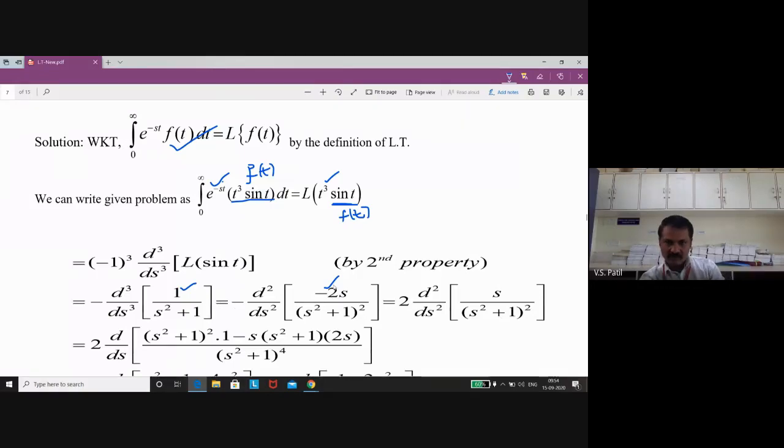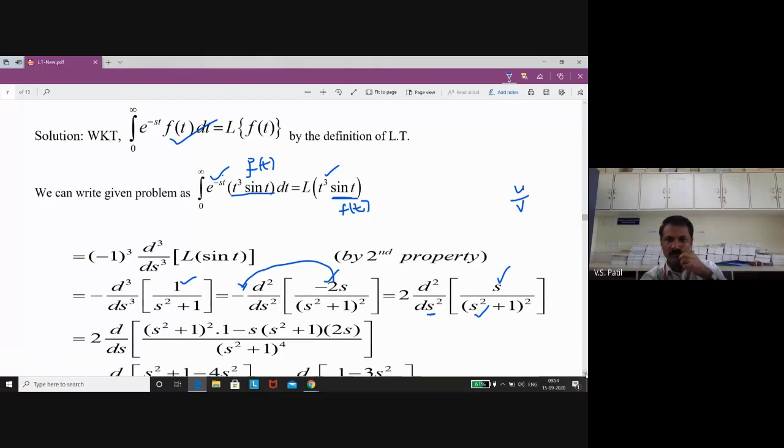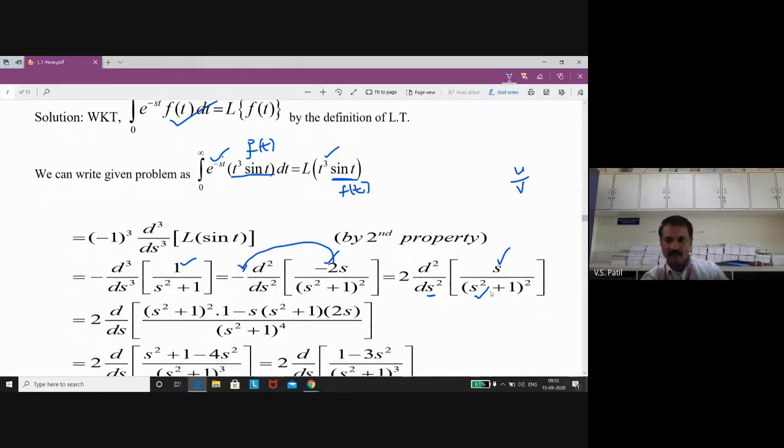Now, next, this minus 2, I will take it outside. If I take minus 2 outside, what happens? Minus into minus becomes a plus 2 as it is. D square divided by ds square of s divided by s square plus 1 whole square, you will get. Now, what happens here? Numerator is also s, denominator is also s, you are differentiating with respect to s. So you have to use the u by v rule. Already we know what the u by v rule is. This is your u, this is your v.